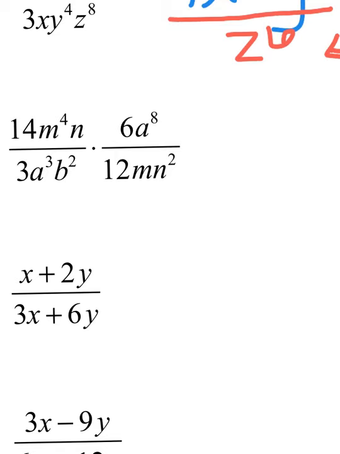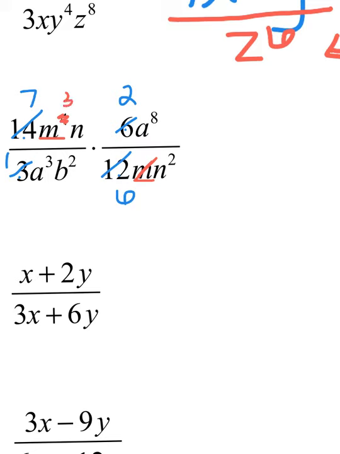For example, I see 6 over 3, and I can reduce that to 2 over 1. Okay, so 6 over 3 would reduce to 2 over 1. 14 and 12 both can be divided by 2, so I can make this a 7 and I can make this a 6. When I'm looking at the variables here, I have m to the 4th here and m here. So if I cancel those out, I'm going to get rid of this m, and now I have 3 m's left here.